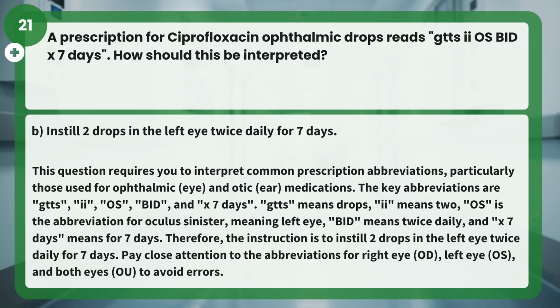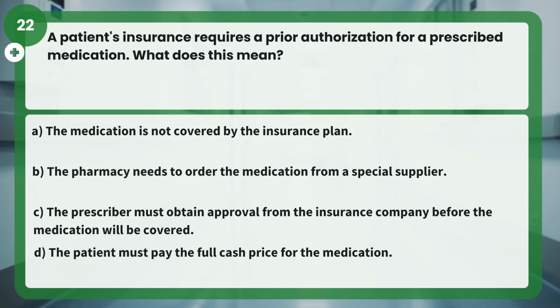Pay close attention to the abbreviations for right eye, OD, left eye, OS, and both eyes, OU, to avoid errors. Question 22. A patient's insurance requires a prior authorization for a prescribed medication. What does this mean? A. The medication is not covered by the insurance plan. B. The pharmacy needs to order the medication from a special supplier. C. The prescriber must obtain approval from the insurance company before the medication will be covered. D. The patient must pay the full cash price for the medication.